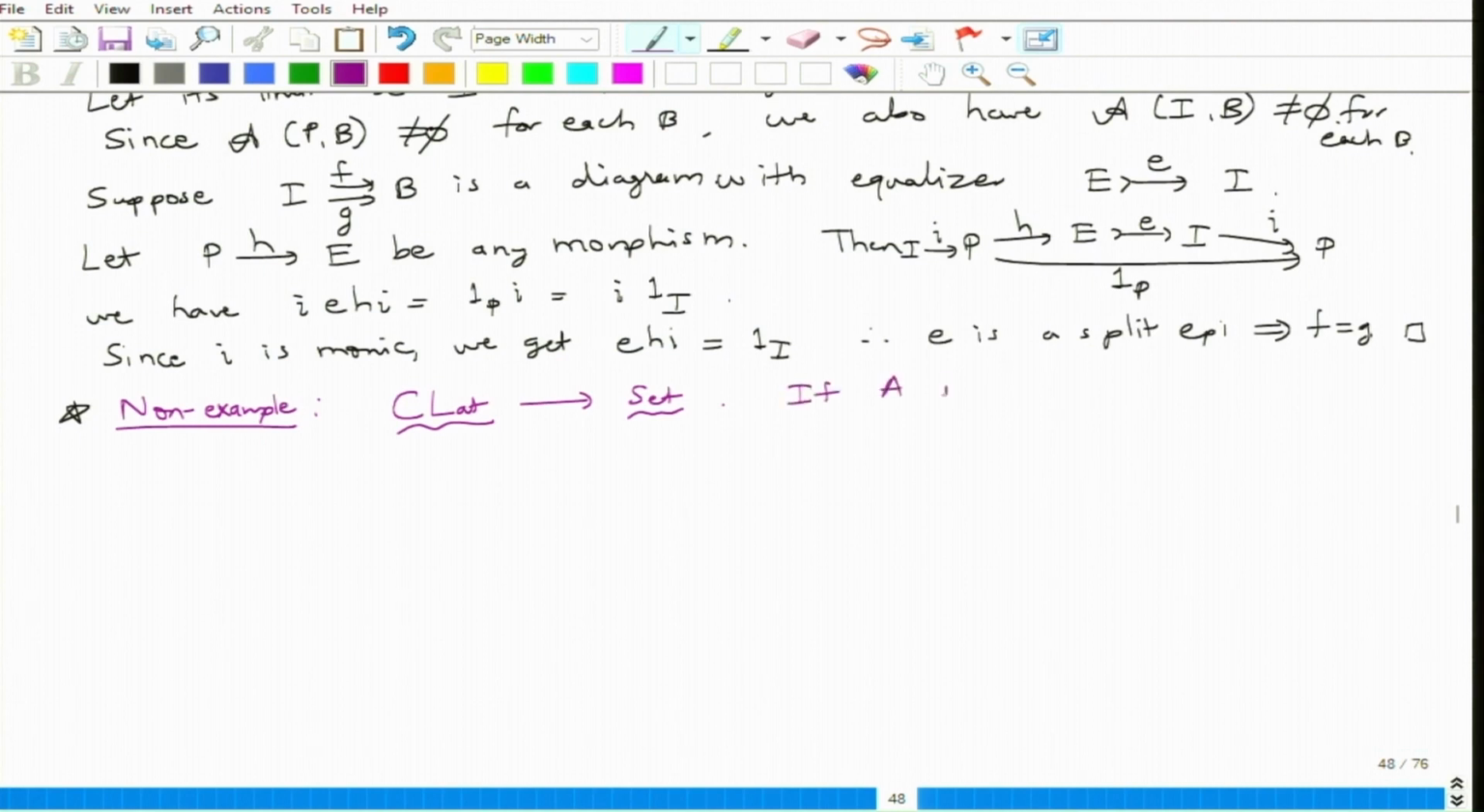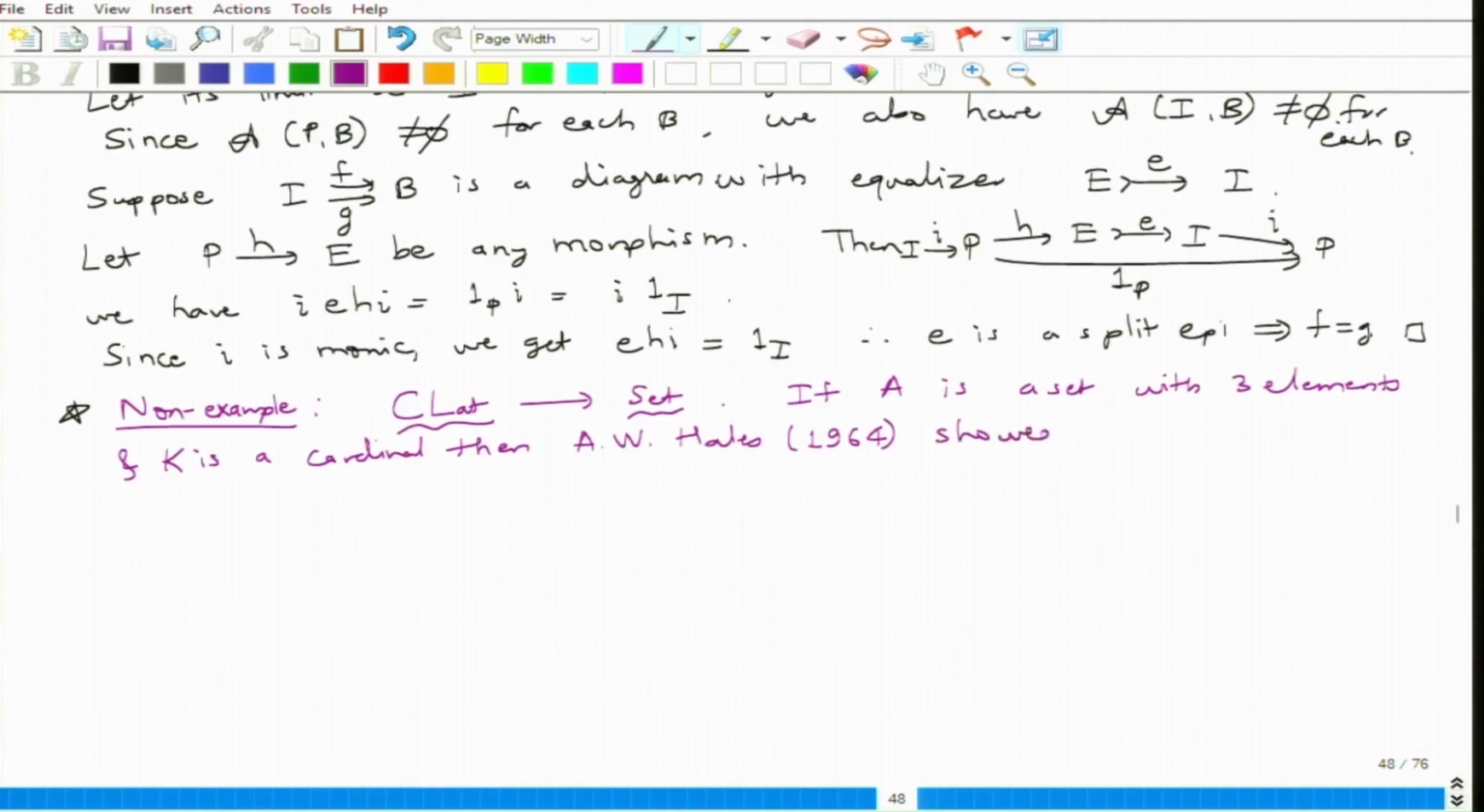So if A is a set with 3 elements and kappa is a cardinal, then in 1964, A.W. Hales showed that the solution set condition fails for A and any kappa. A and kappa, I mean, that's the given thing.